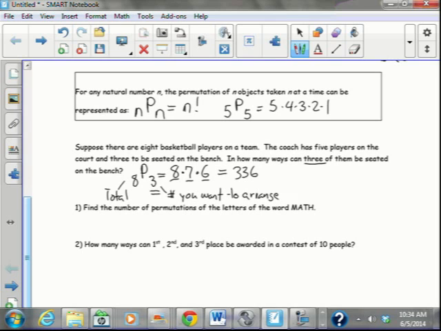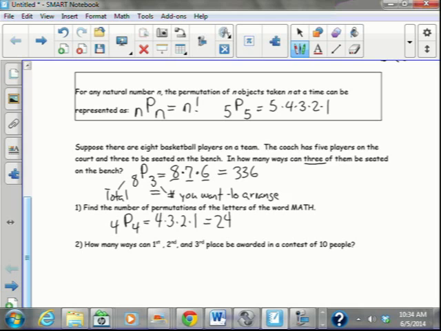Okay. So find the number of permutations of the letters of the word math. How many letters are there? There's 4, 4P4. So we can put them in 4 ways. So we have 4 times 3 times 2 times 1, which comes out to be 24.